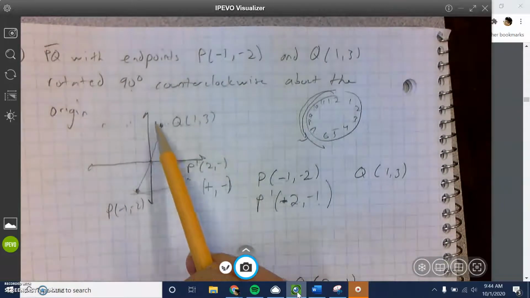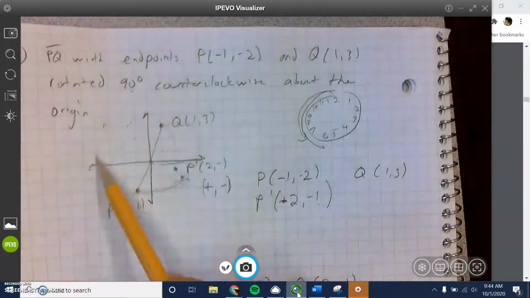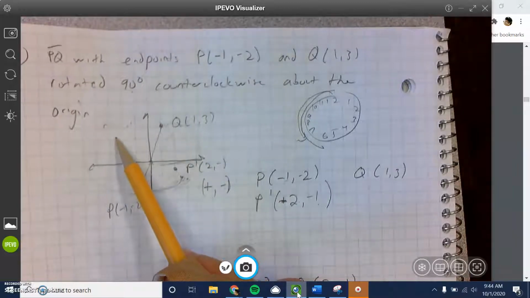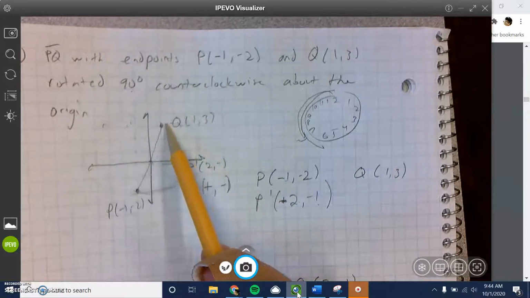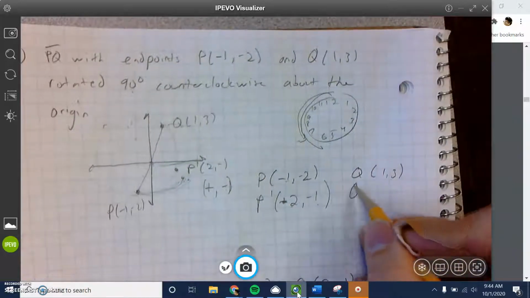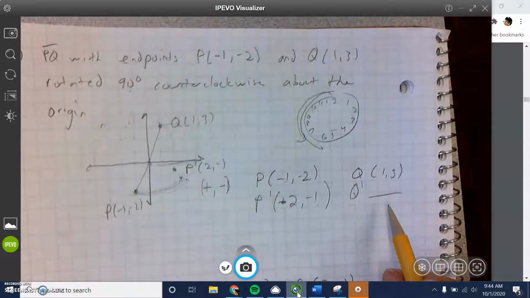Okay, Q. Where is that going to go? You're still going this way. What quadrant is this point going to end up in? Over here. Okay, so I have to take it one step at a time. So now I'm going here. If I'm going to quadrant 2, what are the coordinates of Q prime?